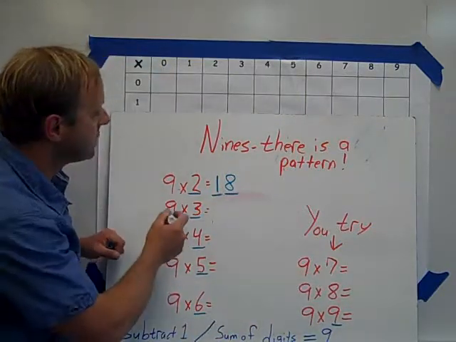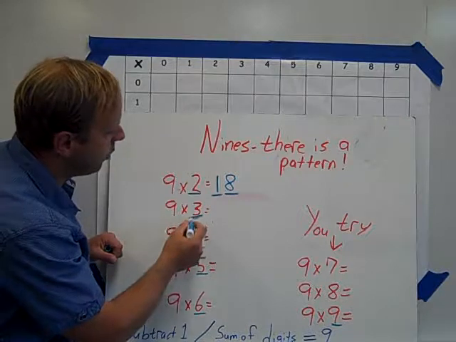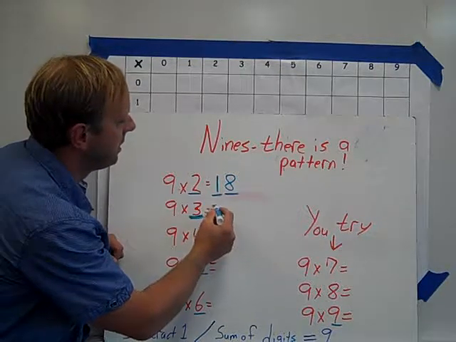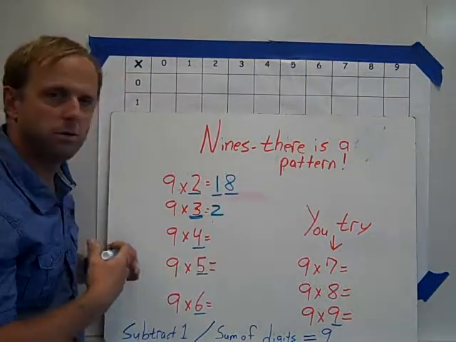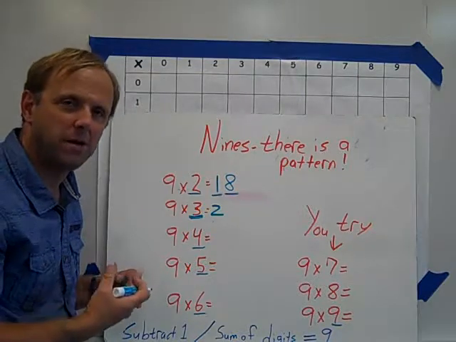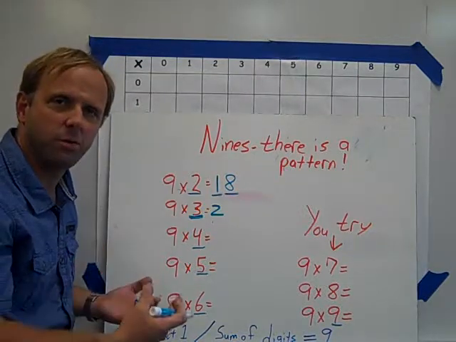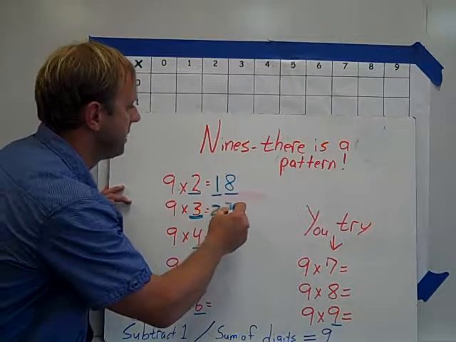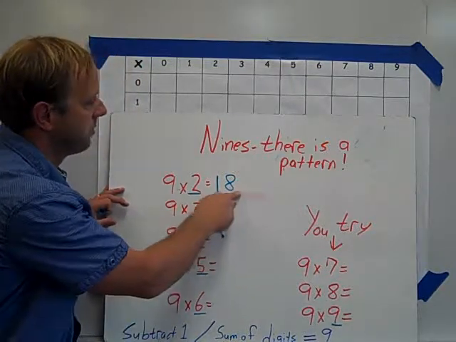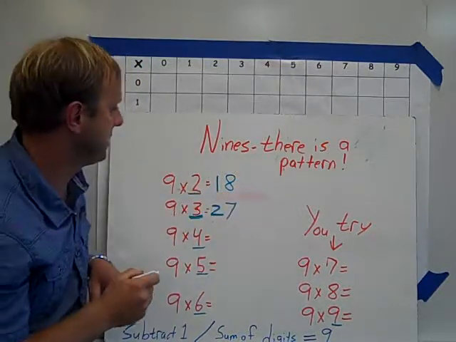Pause the video. So 9 times 3, I subtract 1 from this factor, and it's 2. Now 2 plus what equals 9? Well, that would be 2 plus 7 more is 9. So my answer is 27, and I'm going to remove these lines to make it a little easier to see.